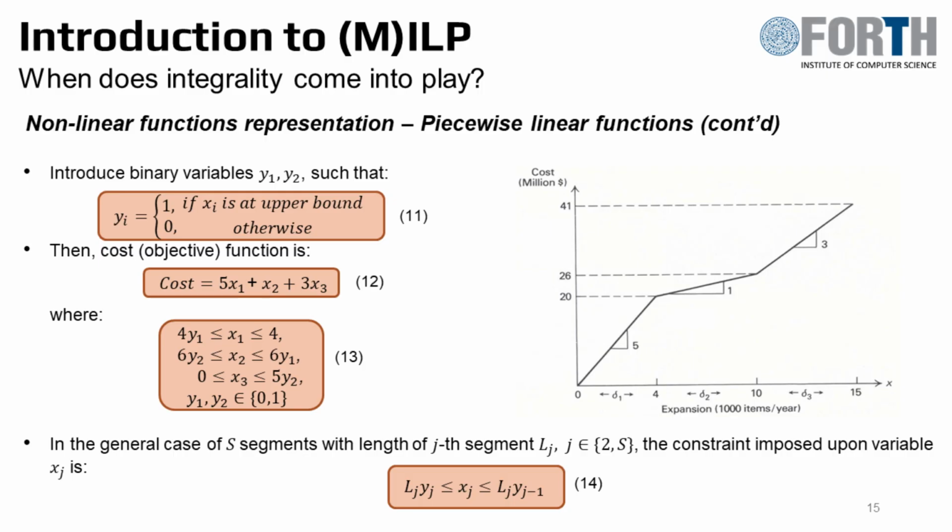We can generalize this formulation as shown in equation 14. For S segments with length Lj for segment j, the constraint shown there enforces that each segment j can only be used if the previous segment has been activated. This construction guarantees the correct sequential filling of the piecewise linear function. As a result, the nonlinear cost curve is modeled exactly using linear constraints combined with binary variables, while preserving the intended economic structure of the expansion problem.